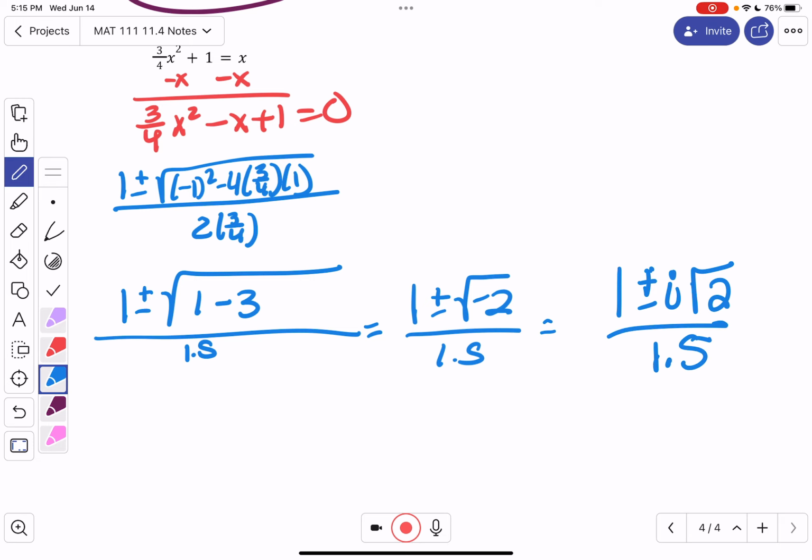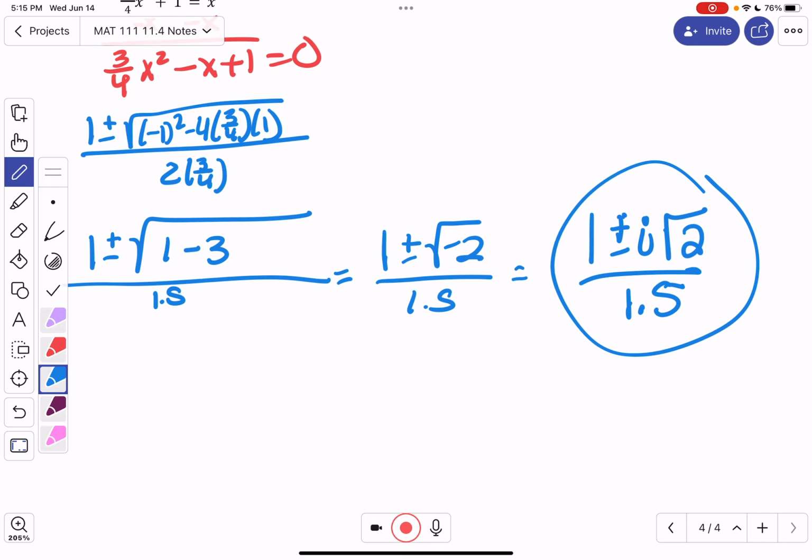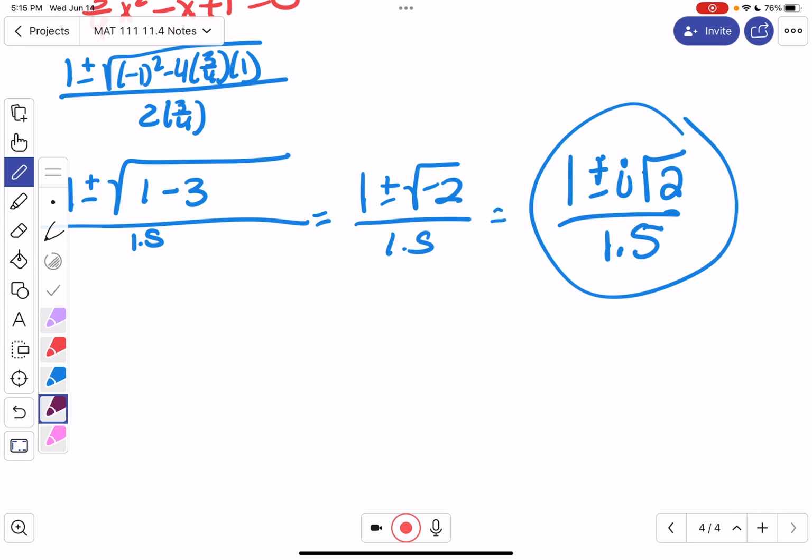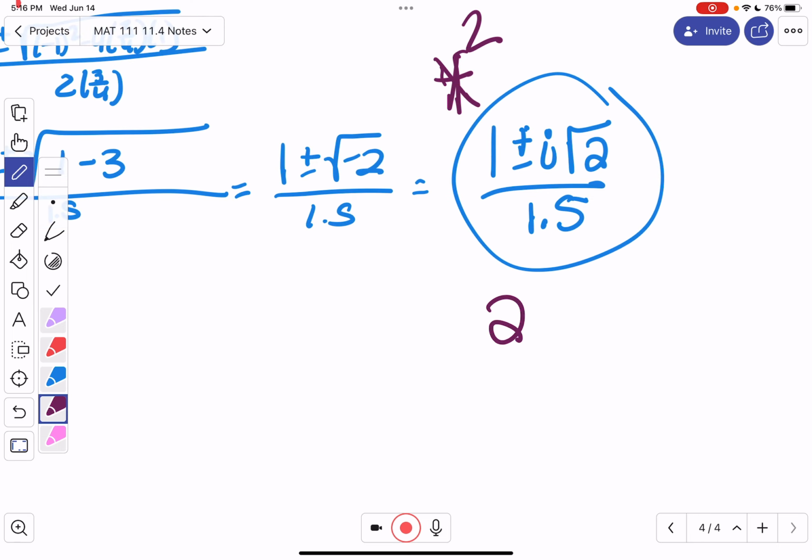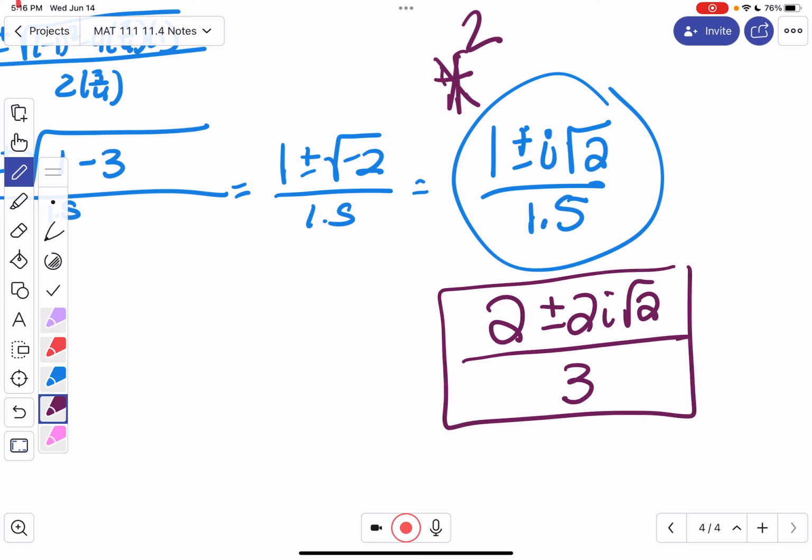1.5. I would accept this. Technically, you shouldn't have a decimal in a fraction. So if you multiply everything by 2, we would end up with 2 times 1 is 2, 2 times i is 2i, and 2 times 1.5 is 3. Now, this is the actual correct form. That is 11.4. Let me know if you have any questions.